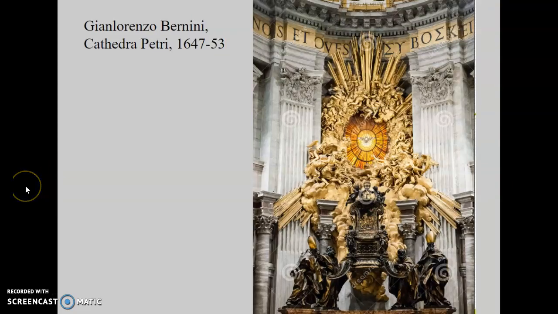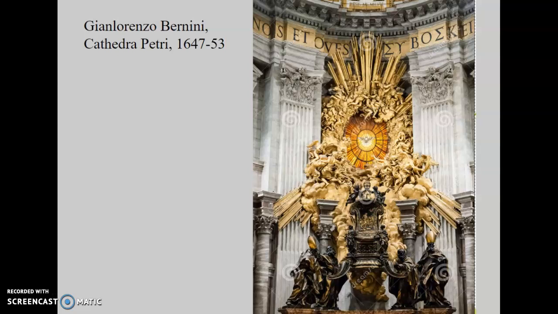If we go to the next slide, we can also see the Cathedra Petri. This is a sculpture that contains a holy relic, the throne of St. Peter. And like I said previously, the baldacchino is designed to act as a frame. So as you come into the church, the darker bronze of the baldacchino frames the bright gold and the light from the window in the Cathedra Petri.